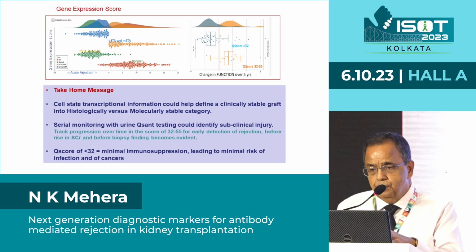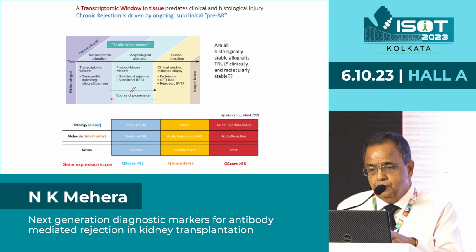The Q score, as they call it, below 32 is associated with minimal immunosuppression, leading to a minimal risk of infection and of cancers. You can see the lower part of this slide. You look at the gene expression score, compare the histology with biopsy, and with this molecular tool, the microarray-based tools, they've looked into transcriptomics and all. With a Q score below 32, it's a stable graft, both from the histology point of view as well as the molecular point of view.